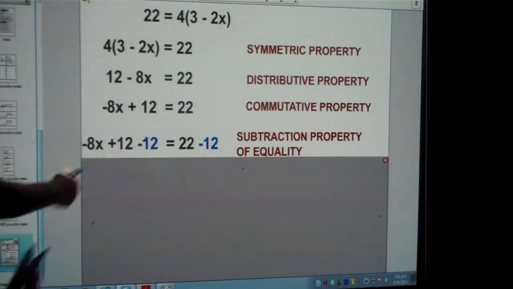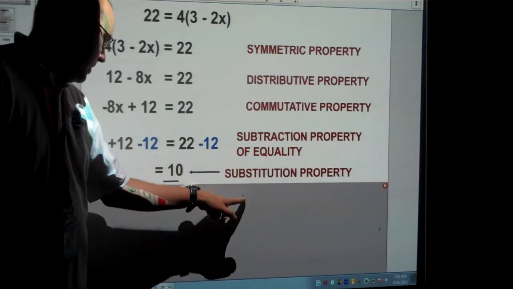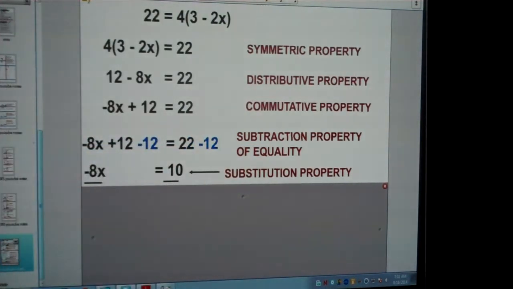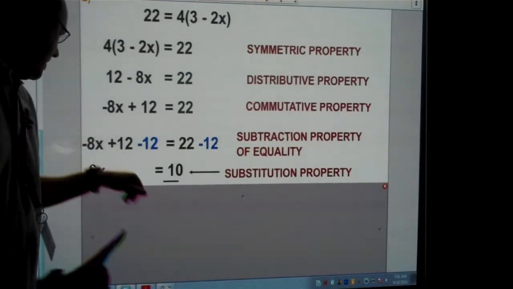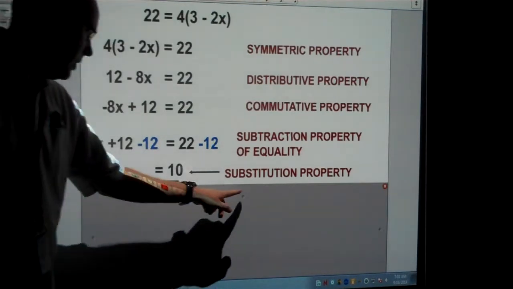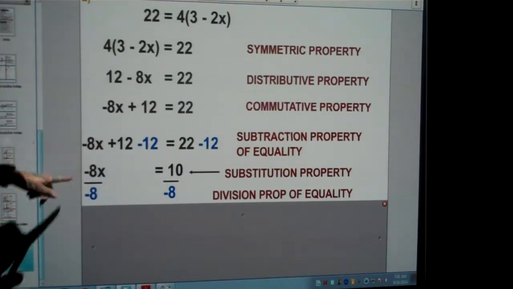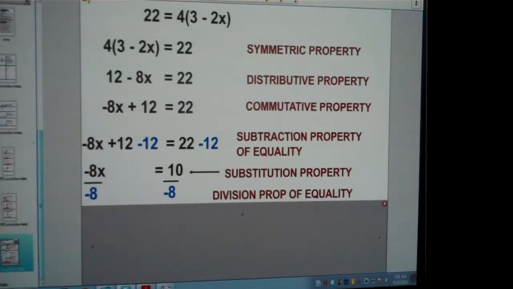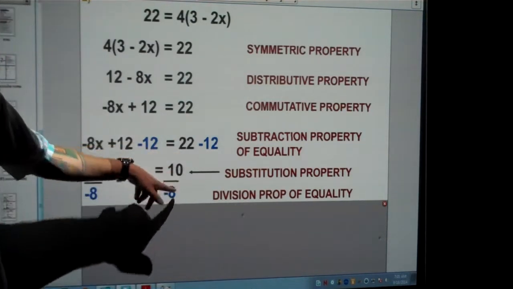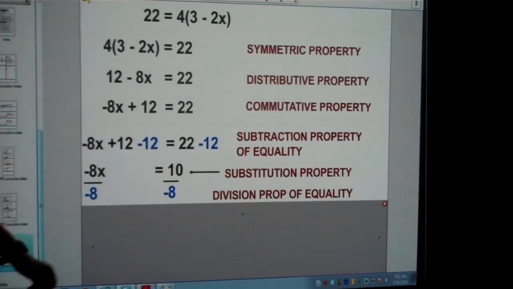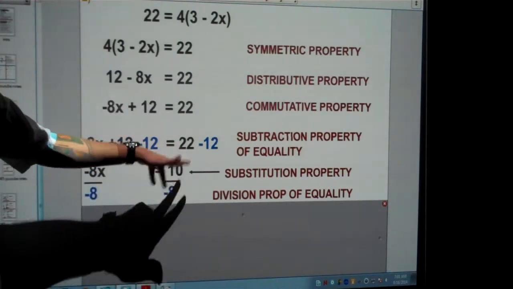These two terms will cancel because they're inverses, so I'm just going to get left with negative 8x. 22 take away 12 is 10, as that's something I worked out. That's my substitution property. And then now, divide both sides by negative 8. As I did the same to both sides, that's the property of equality again. These two will cancel because they're inverses, times by negative 8, divide by negative 8, so I get left with x. And then 10 over negative 8, a positive divided by a negative is going to be a negative, because there's one negative sign. And these also both divide by 2.